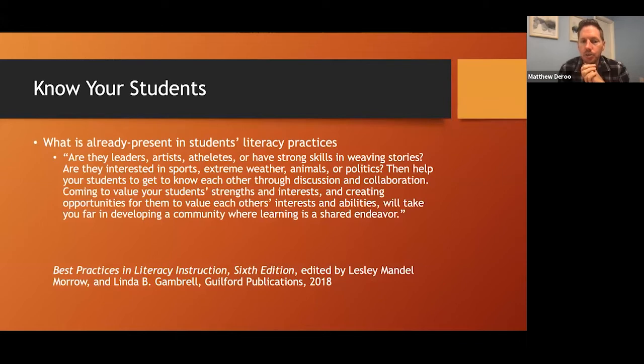Coming to value your students' strengths and interests and creating opportunities for them to value each other's interests and abilities will take you farther in developing a community where learning is always a shared endeavor, right? So even though our students are very different, how can we harness their shared learning in support of what they want to do as literate learners in the world?